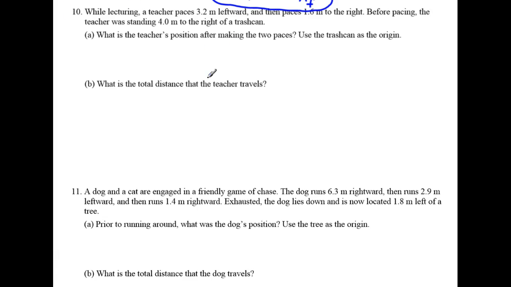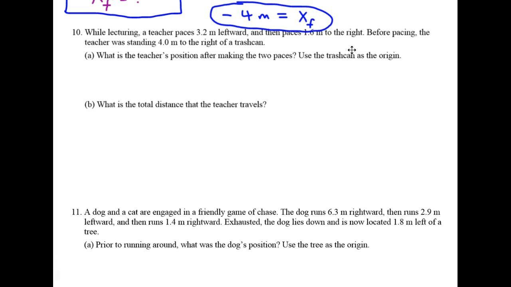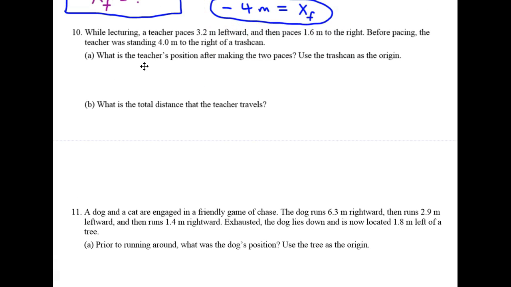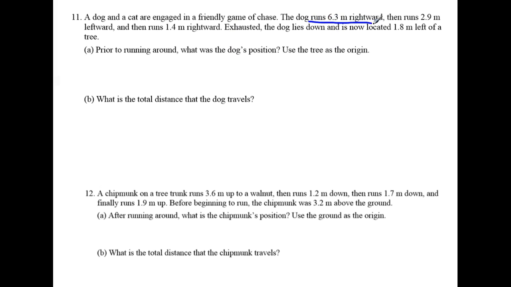Okay, now let's try number 10. You know what? Actually, let's switch to number 11. We're going to do 11 next. A dog and a cat are engaged in a friendly game of chase. The dog runs 6.3 meters rightward. First, that's to the right. We're dealing with the x-axis here, because right is on the x-axis.